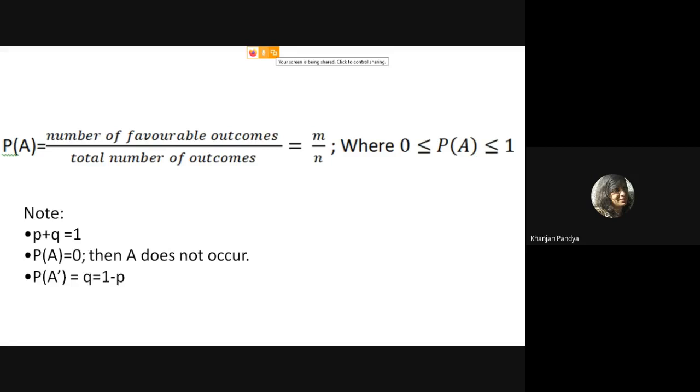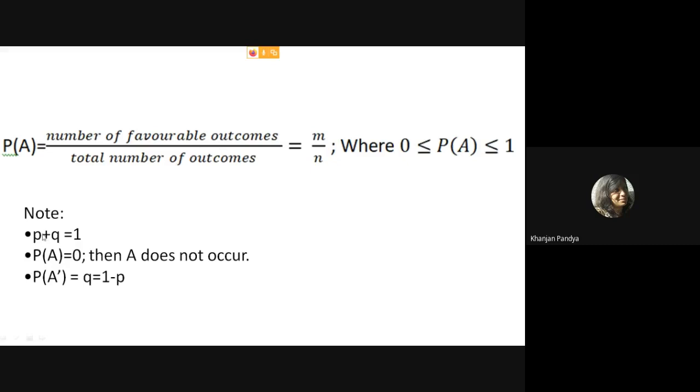So m divided by n, when 0 is less than or equal to P of A is less than or equal to 1. You have to remember probability in any world cannot be negative. It can be 0 or at maximum it can be 1. It cannot go beyond 1. So your probability will always be in 0 to 1. You have to remember this, 0 to 1.